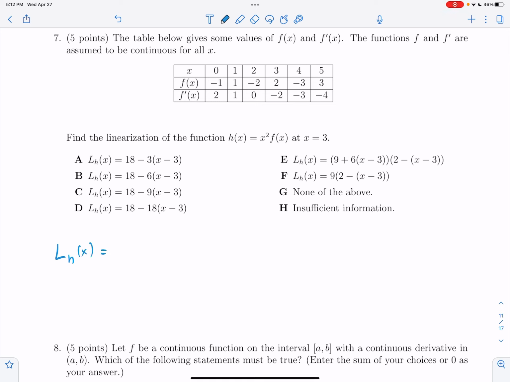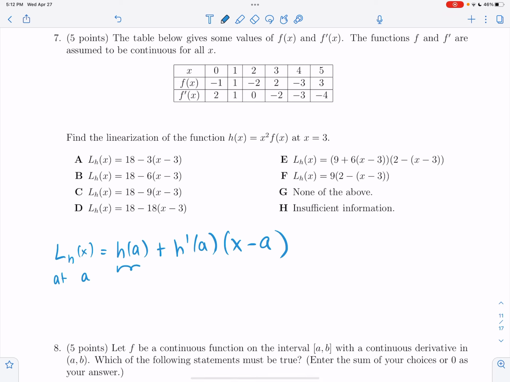What will that be? The linearization at some point a. What will that be? It will be h of a plus h prime of a times x minus a. That is the formula for the linearization, right? It is the equation of the tangent line to the graph of h at x equals a.